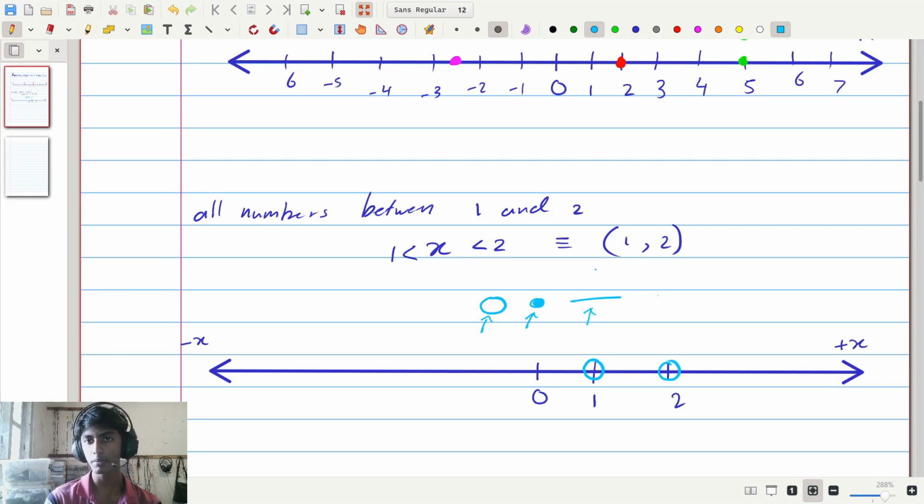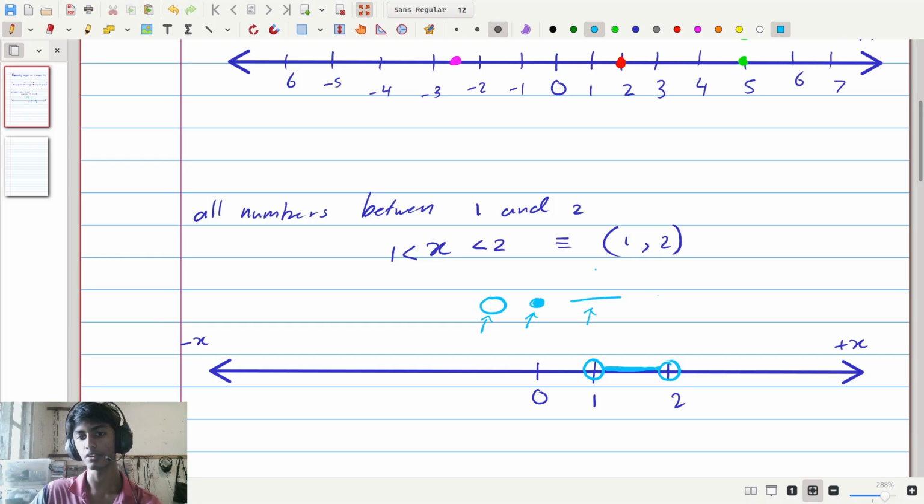Now that we've marked all the important points, we also need to mark all the important ranges in between, which is where the shaded line comes in. In the case of this example, we want all the numbers between 1 and 2. Therefore, all numbers between 1 and 2 should be shaded. So along this line between 1 and 2, we need to shade it like this.